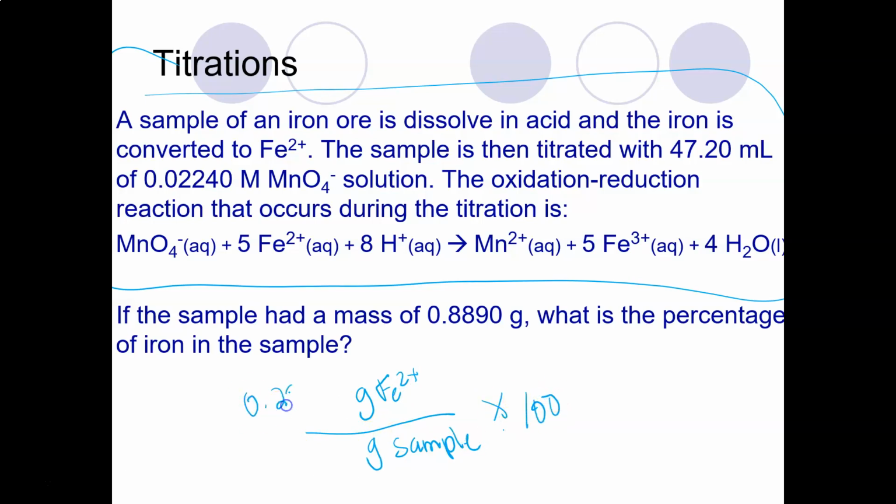So how much iron? Well, I'm taking my answer from the last question. How much was the sample? Well, we were told 0.8890, times 100. Grab my calculator, go to 3 sig figs, 33.21% iron.